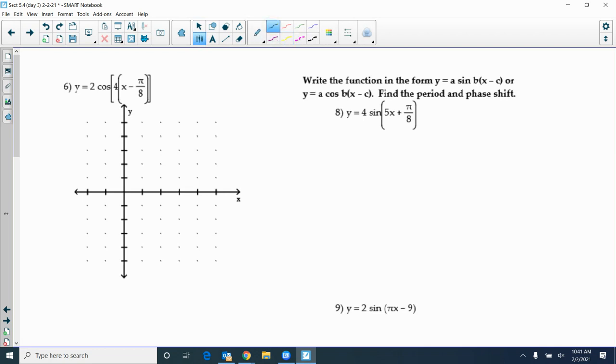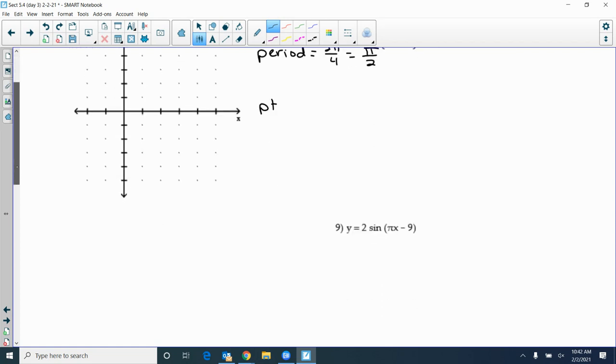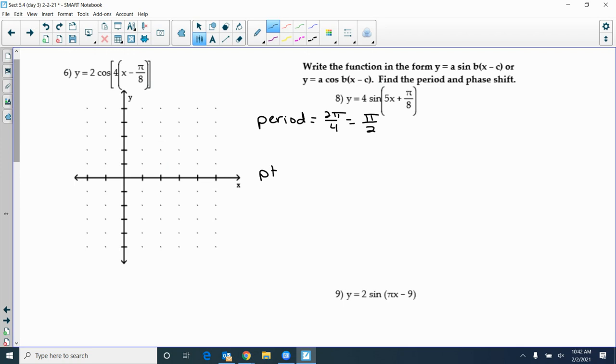The 2 stretches it up, changes the amplitude. The 4 changes the period. So the period is now 2 pi divided by 4, which is pi over 2. And so now you can probably list your points underneath. I'm going to list them to the right just because it's a little bit easier for me. Point 1, point 2, point 3, point 4, point 5.